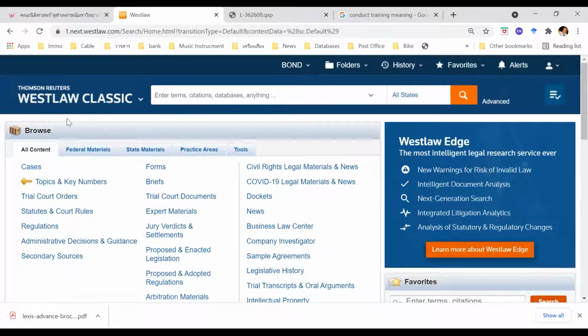Let me repeat. The first thing you have to decide is what kind of source to start with, primary source or secondary source. I told you Westlaw guides you. For first-time research using Westlaw, I recommend you use the secondary source, because it is easier to understand and guides you to the primary source. Just select the source, then click secondary source.